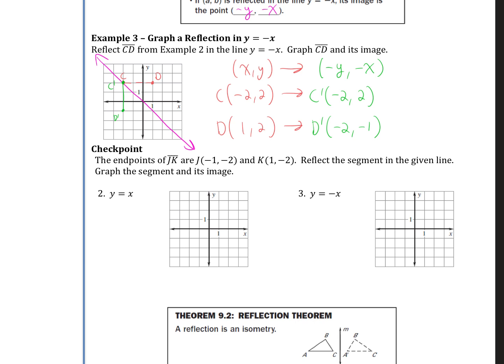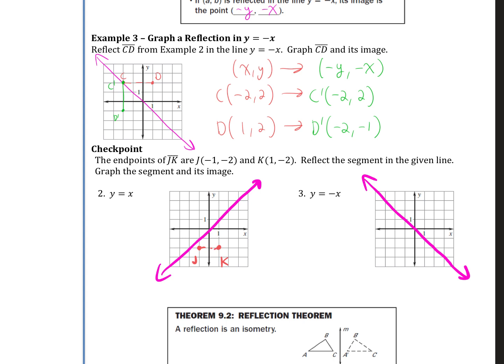Okay, so we're graphing over the line Y equals X. So let's draw that line there. The Y equals X is going up, and Y equals negative X is going down. We'll draw both those while we're here, actually. All right, so let's graph these. So we have negative 1, negative 2, so left 1, down 2. That is J. And we have 1, negative 2, which is right 1, down 2, and that is K. And that's a dashed line.